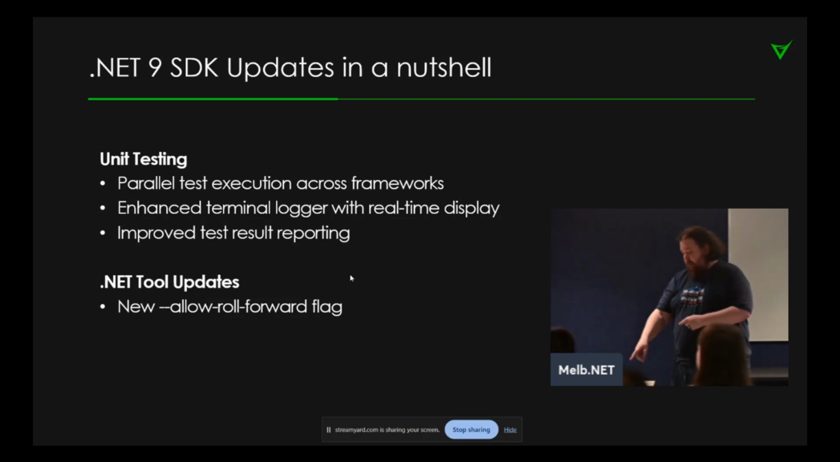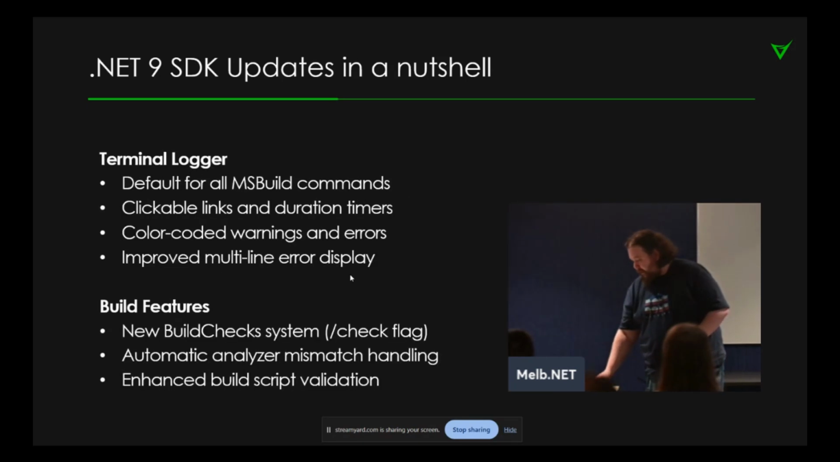So .NET tool updates. There's the new allow roll forward flag, which allows you to roll forward your updates. So you can do previews and stuff like that, and push things forward, which can then, again, lead you to break things. But that's kind of the point. You want to be pushing things forward to see what's breaking to prepare for when you do need to do an upgrade. So back to terminal logger stuff. Again, we're going out with colors. There are colors in the CLI. So that's a big step.